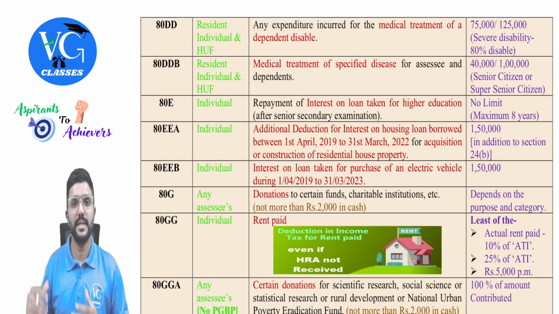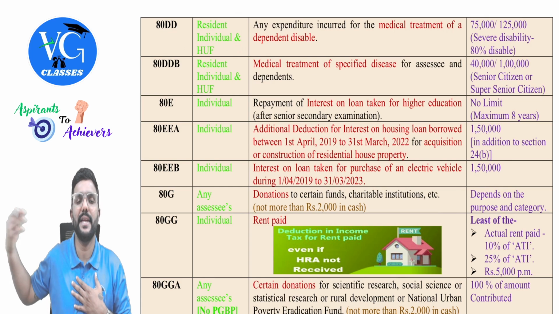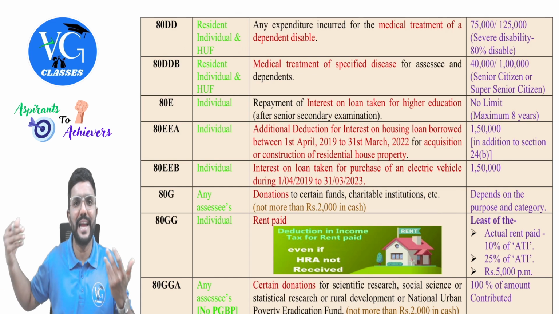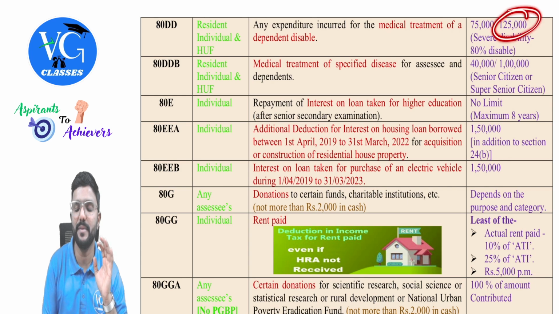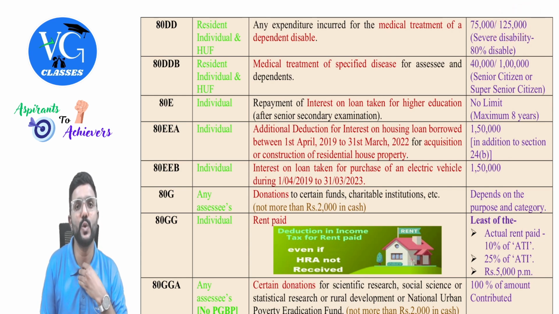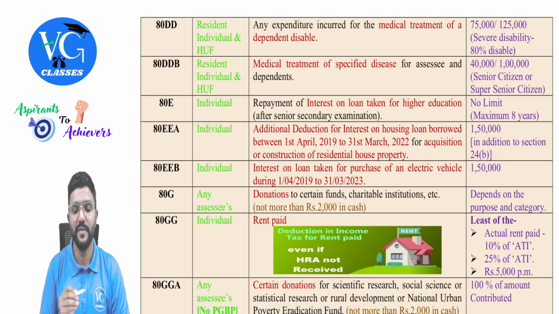So assume there is a dependent on me who is suffering from disability, my brother. I am taking care of him. Irrespective of the actual expenditure I have incurred, I can claim a flat deduction of 75,000. And if by chance my brother is suffering from severe disability, then I can claim a flat deduction of 1,25,000, guys.